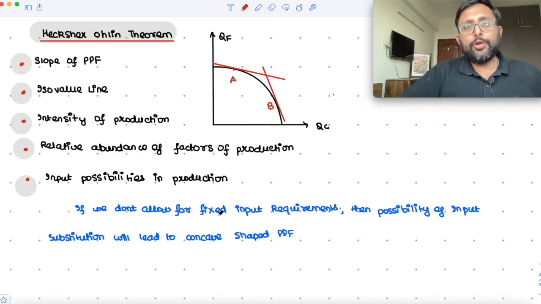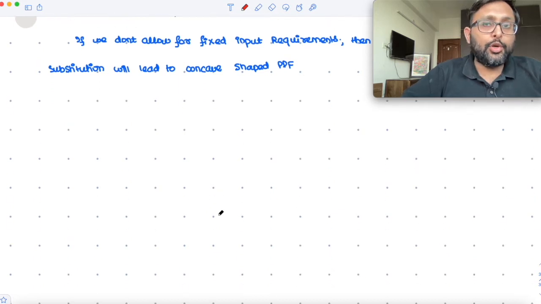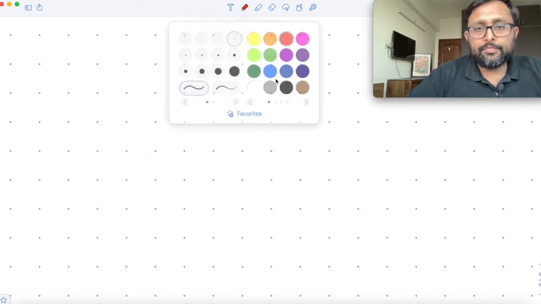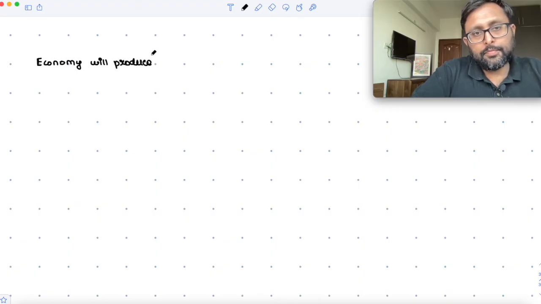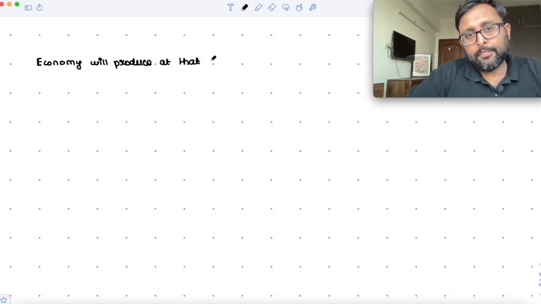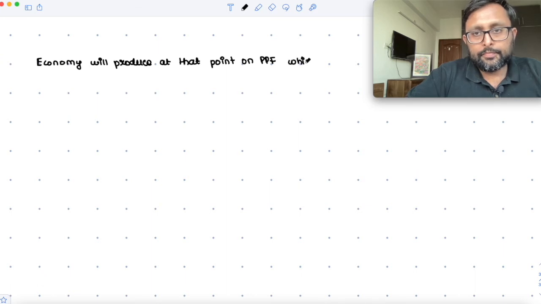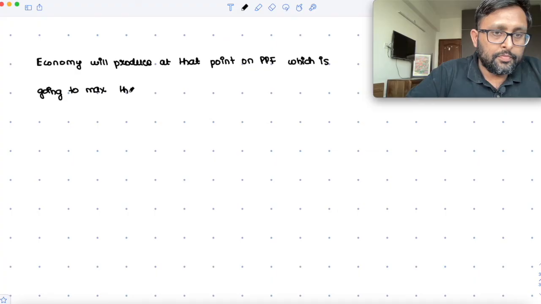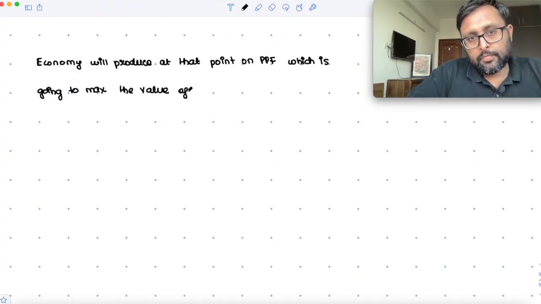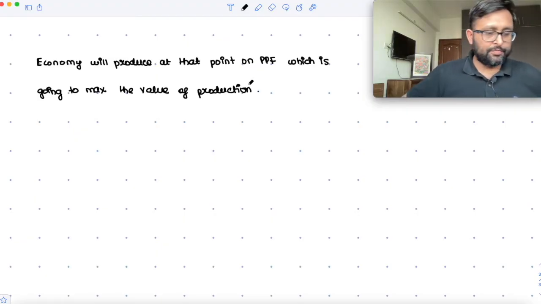Similarly, the economy is going to produce at the point on the PPF which is going to maximize the value of its production, right? So please write one line: the economy will produce at that point on the PPF which is going to maximize the value of production.